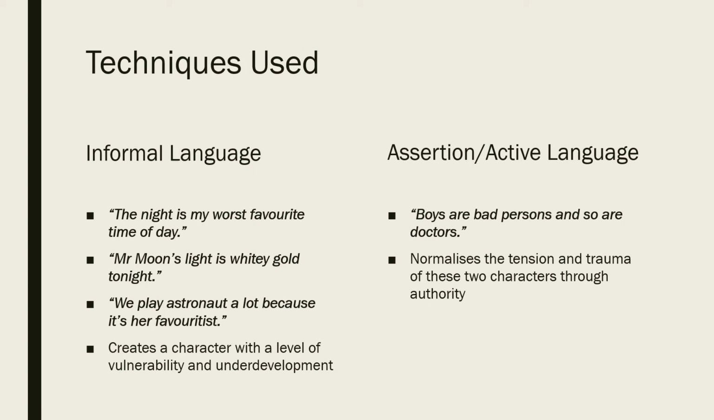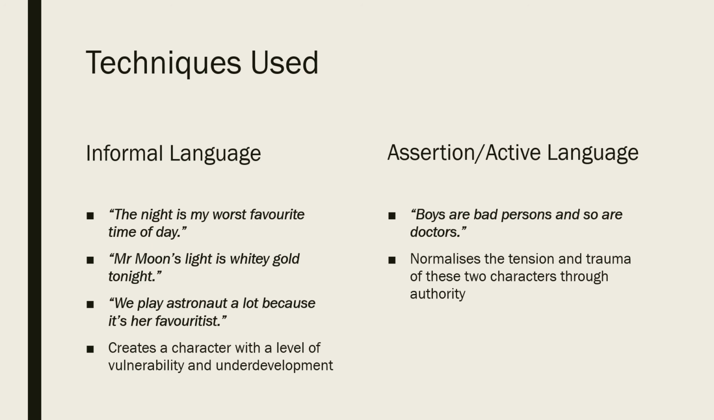As you can see from this piece, I have tried to incorporate some of the techniques within it. The first technique used was informal language. I created a character which was young and vulnerable in order to help normalize their trauma. You can see from lines like, "The night is my worst favorite time of day," "Mr. Moon's light is whitey gold tonight," and "We play astronaut a lot because it's her favoritist," that this character represents a level of underdevelopment and vulnerability to assist in normalizing the trauma she undergoes.